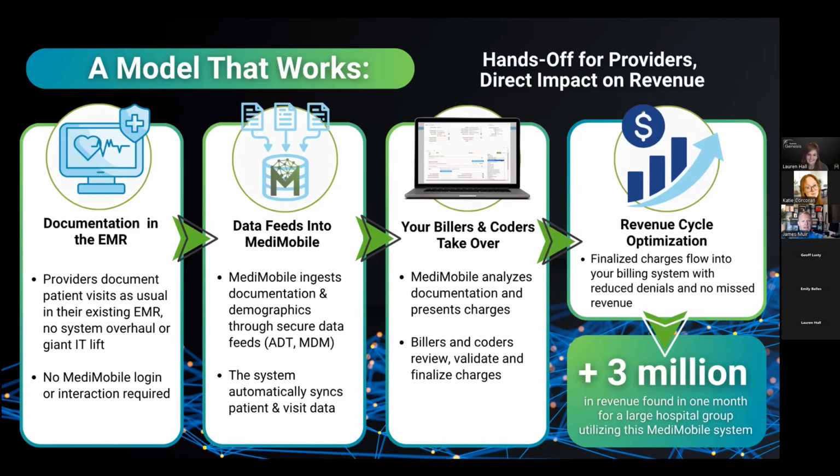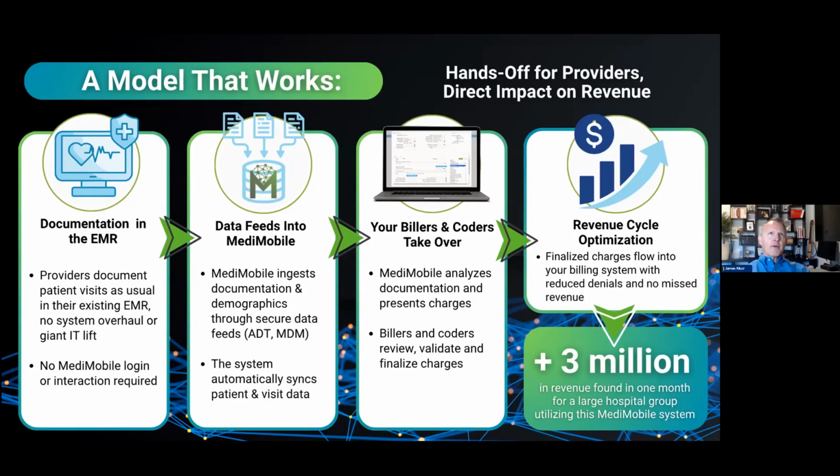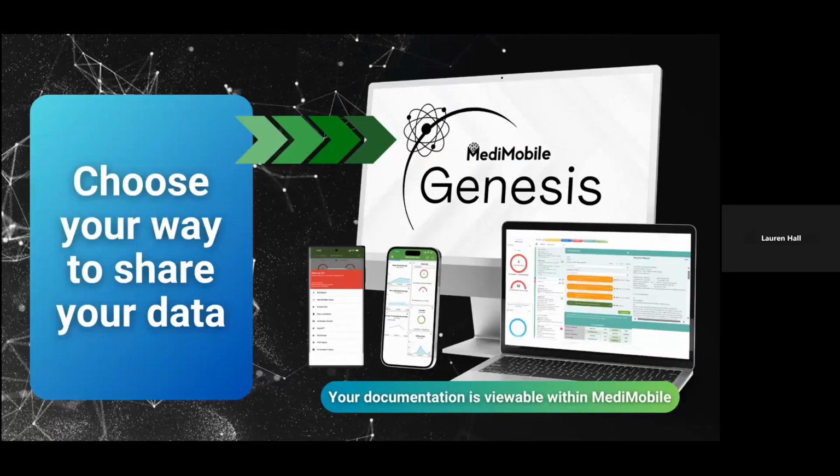I think we all know that AI needs data in order to work its magic. So, in this case with MediMobile, how does AI end up getting this data so that it can work its magic on the note and turn that into ICD-10s and CPT codes? What we do is we take the feed from the facility, the ADT feed, which is the admit discharge transfer feed.